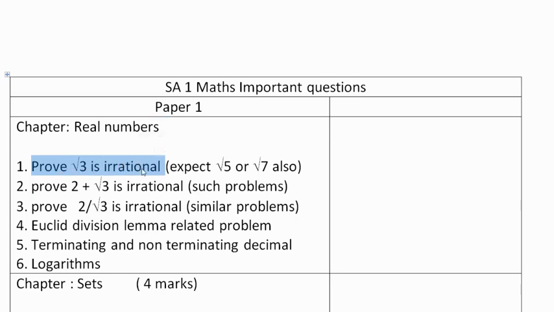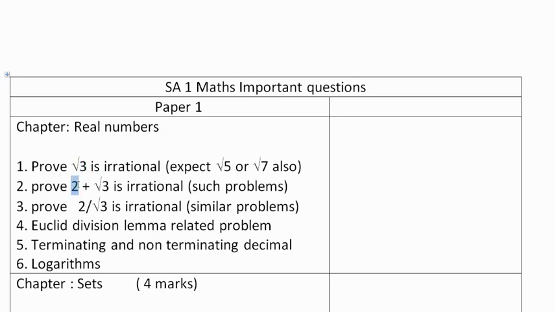Prove root 3 is an irrational number. Or they may ask root 5 is an irrational number or root 7 is an irrational number. So this is one of the important long answer questions. You can find this answer in the textbook example problem. In the example problem, they have given us root 2 is an irrational number.